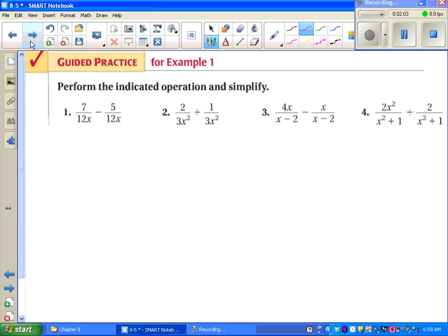Let's go ahead and pause the video and try these 4 problems. Notice they all have common denominators, but you still might be able to reduce on one or more of them. So be careful and check for that each time.